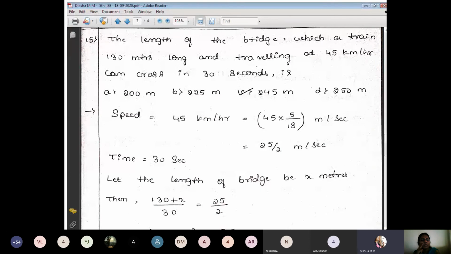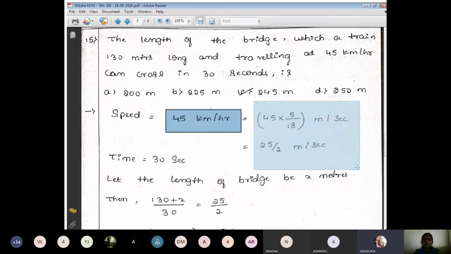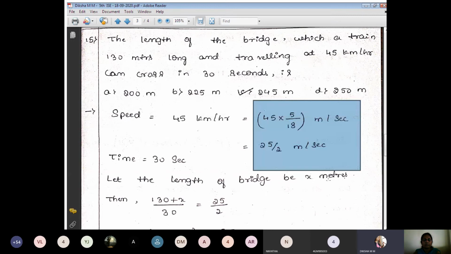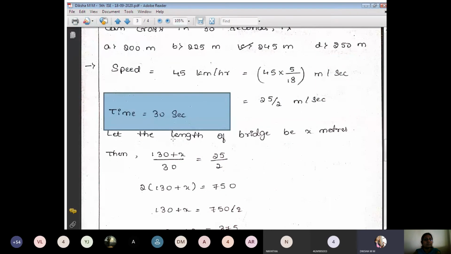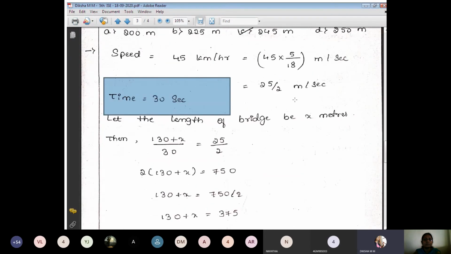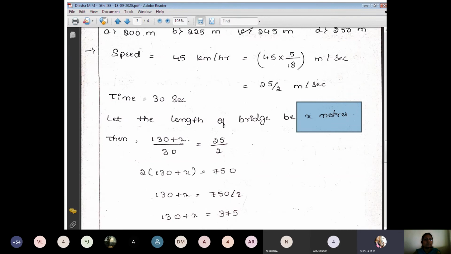They have given the length of the train and the speed, 45 km per hour. We convert that into meters per second: 45 into 5 by 18 meters per second, that is 25 by 2 meters per second. And they have also given the time, that is 30 seconds. They are asking the length of the bridge. We know the formula, distance is equal to speed into time, but we don't know the length of the bridge. So let us take the length of the bridge to be x meters.